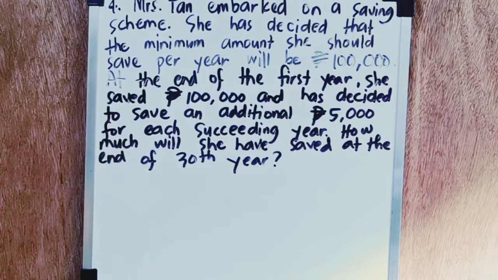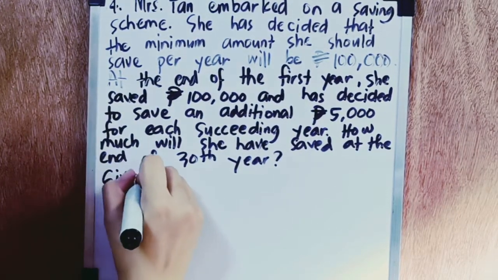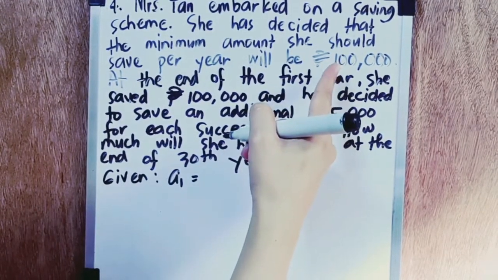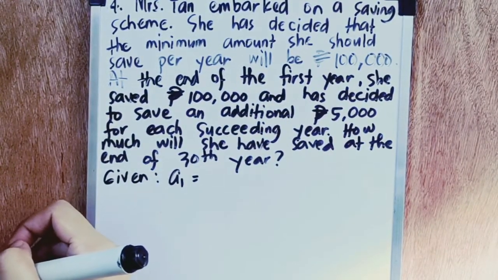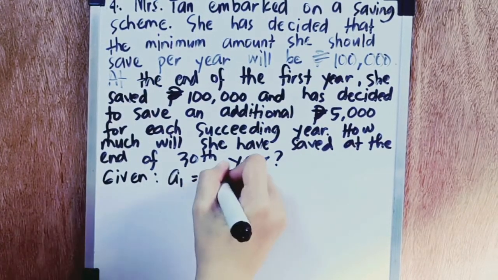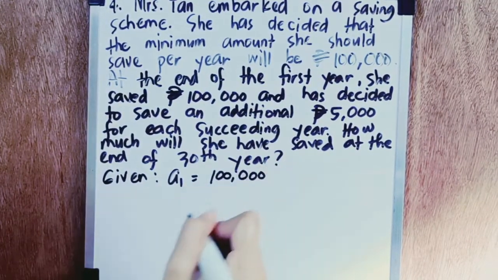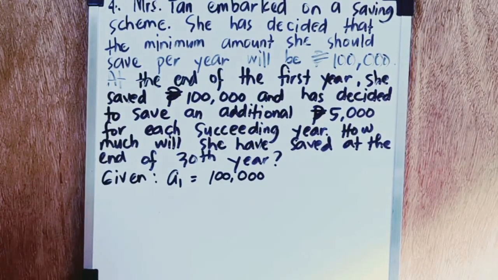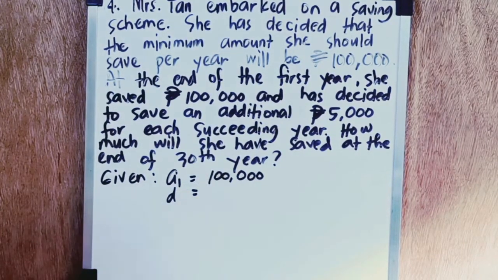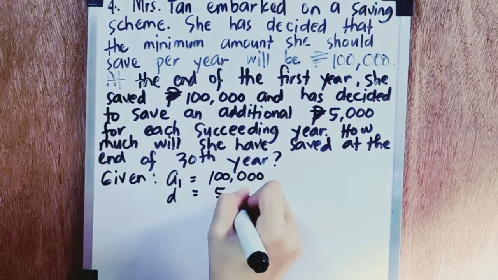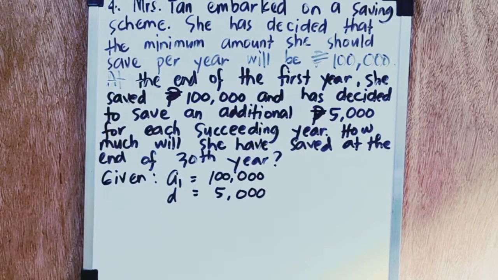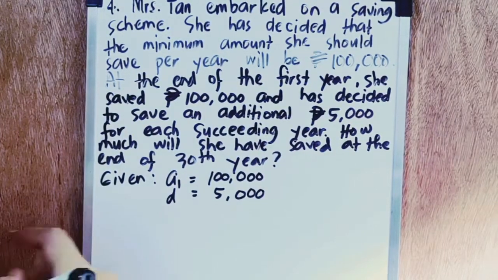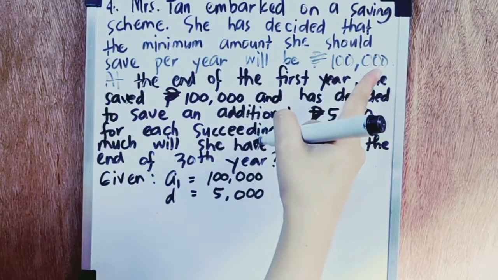Let's find the given information. We have the first term for the first year that she saved, which is 100,000, or the amount of money she saved on the first year. What should be the common difference? It is 5,000 pesos because she has decided to save an additional 5,000 pesos. So the first term should be 100,000 pesos.